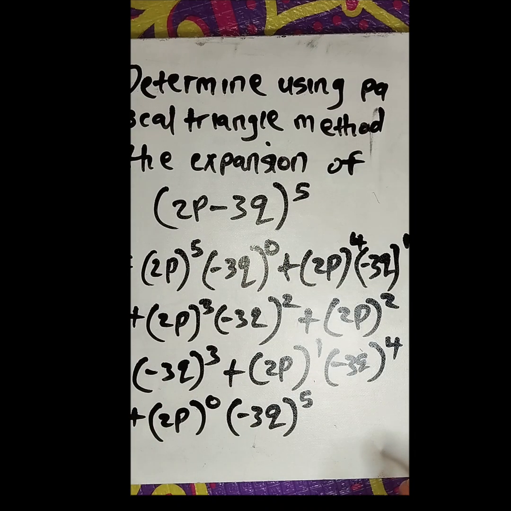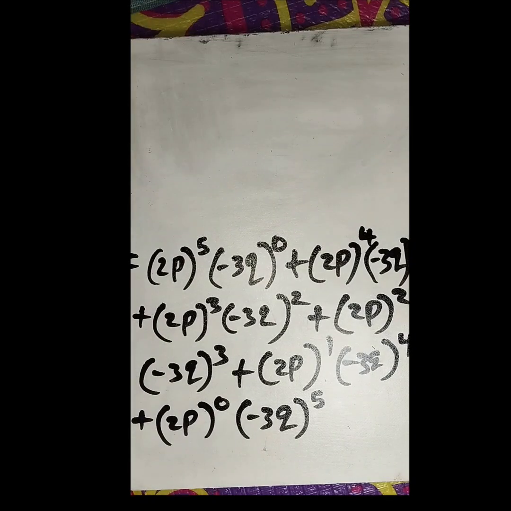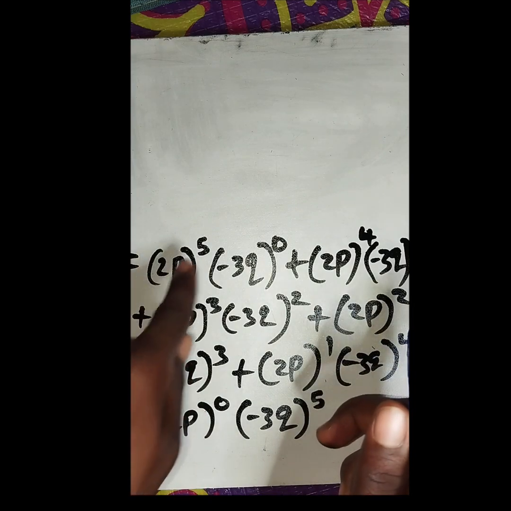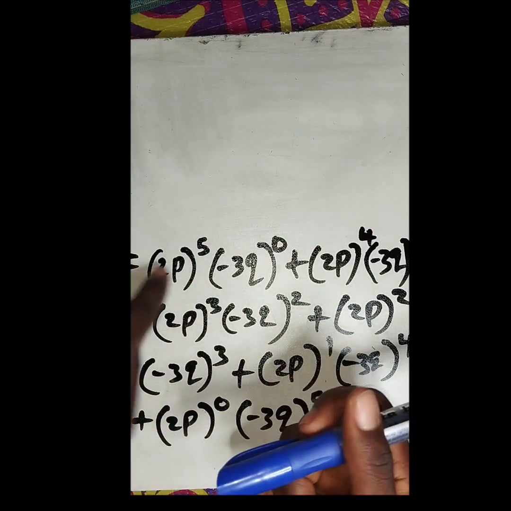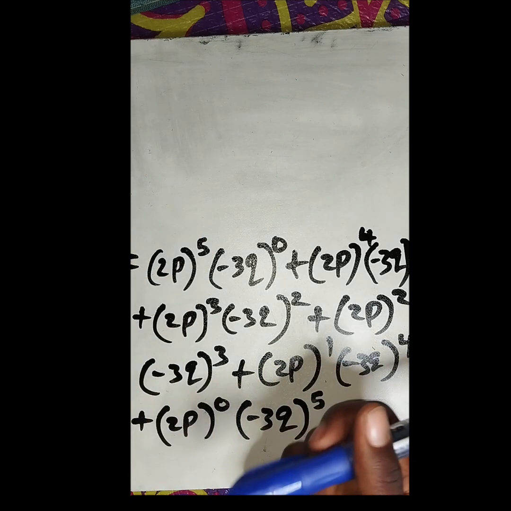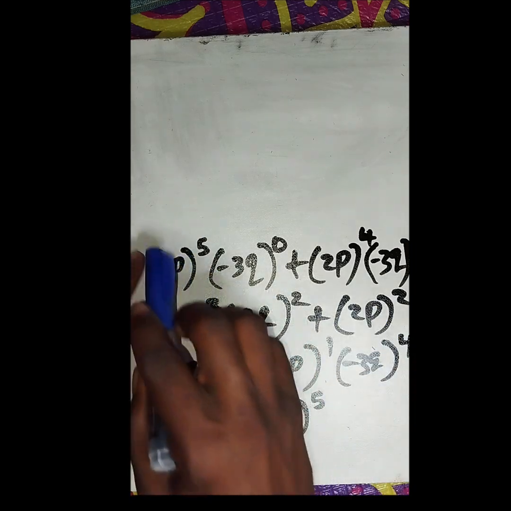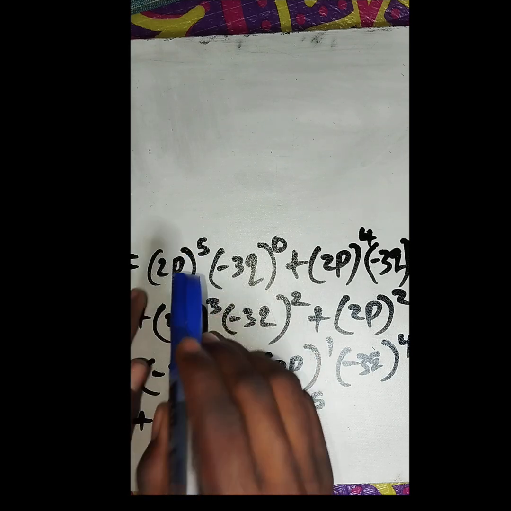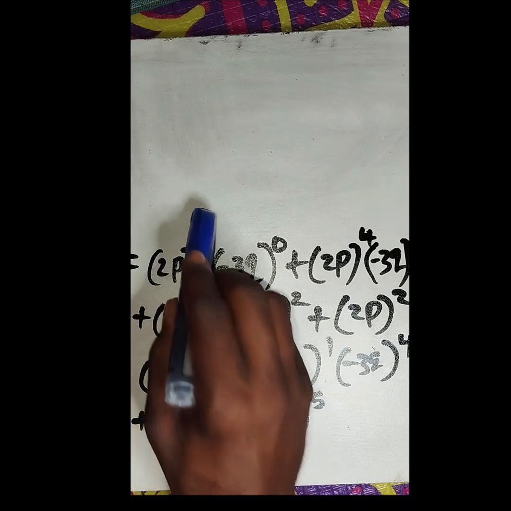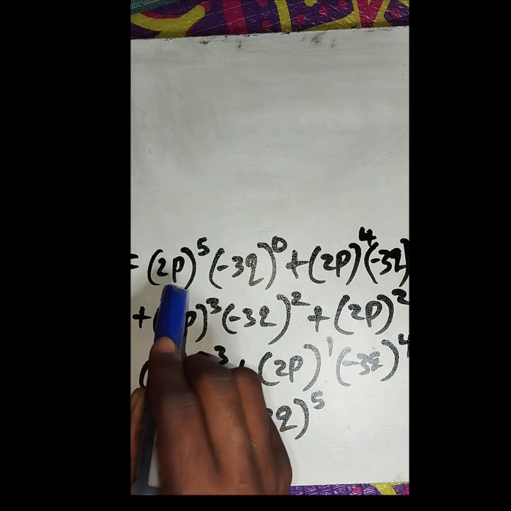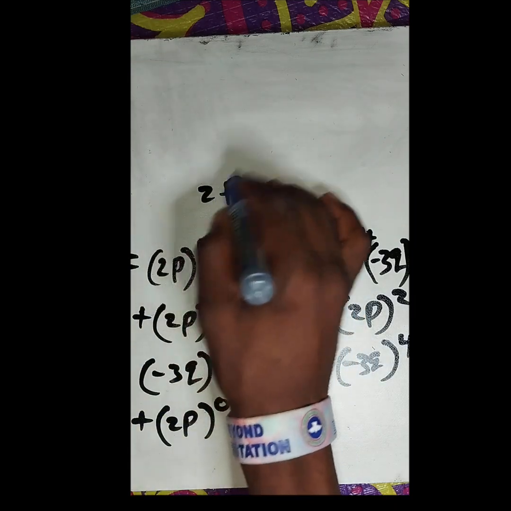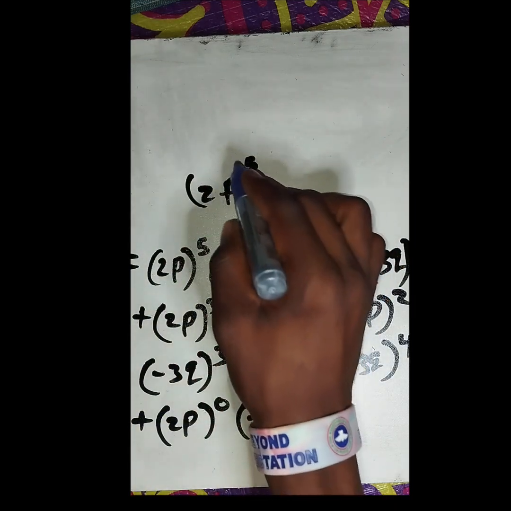So let's simplify the whole work. Let's break our work down. 2p raised to the power of 5: 2 raised to the power of 5 is 32, and p raised to the power of 5 is p to the power of 5. Whenever you have anything in a bracket like this and a power outside, the power is for everything in the bracket. This 5 is for 2 and also for p, not only for p. That is why it is wrong to write 2p raised to the power of 5 without a bracket. Better you write it in a bracket.